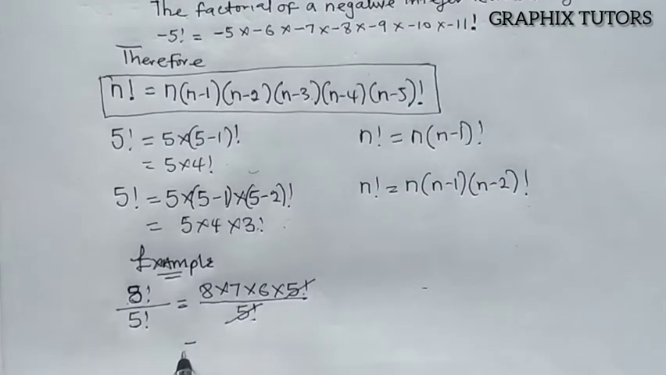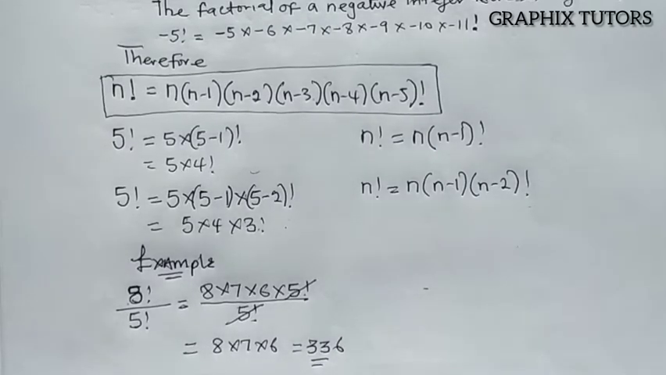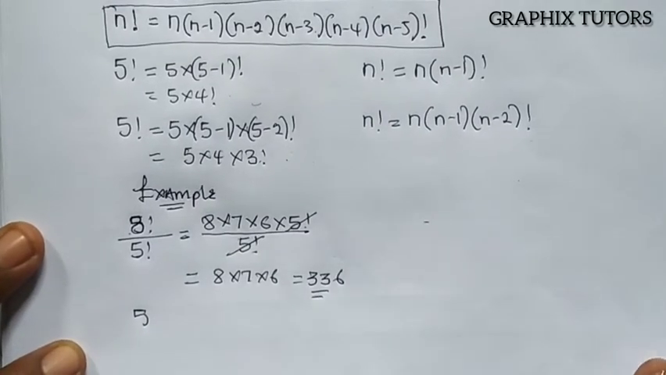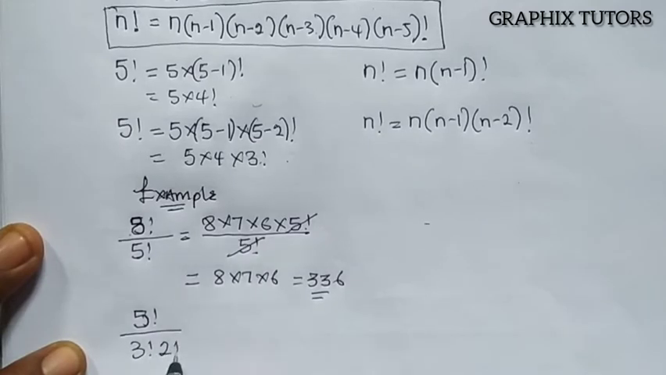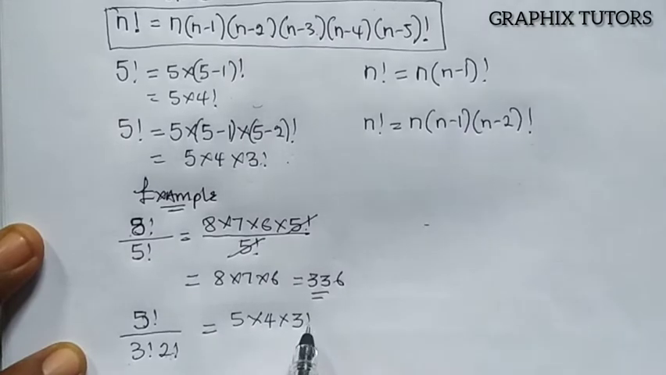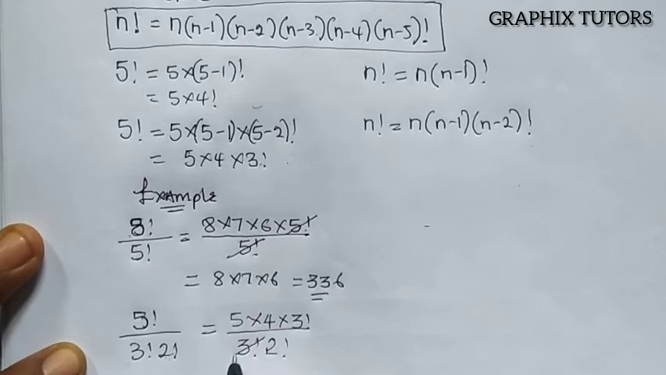At this long run, my 8 times 7 times 6 is giving me what? 336. Also, I can have this by saying 5 factorial all over 3 factorial 2 factorial, and I can choose any of them. It can be 5 times 4 times 3 factorial all over 3 factorial 2 factorial.